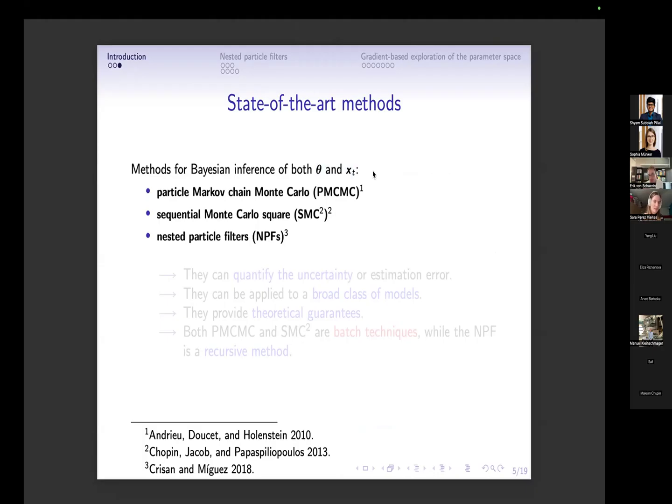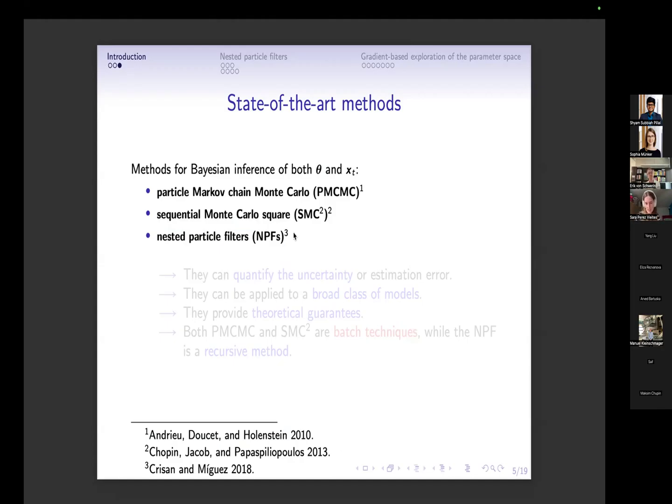They are the particle Markov chain Monte Carlo, PMCMC, which was introduced by Andrieu, Doucet and Holenstein in 2010. Also the sequential Monte Carlo squared, that is Chopin 2013. And the last one, which I am going to explain a bit more, was introduced by Dan Crisan and Joaquín Míguez in 2018. That is the nested particle filter.